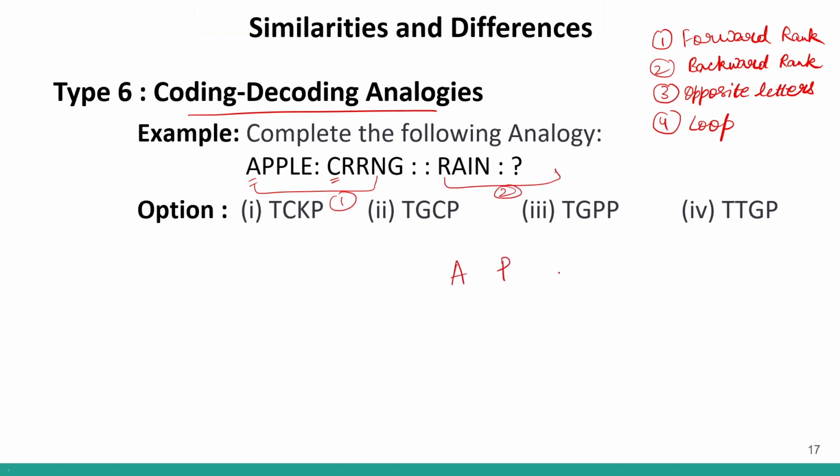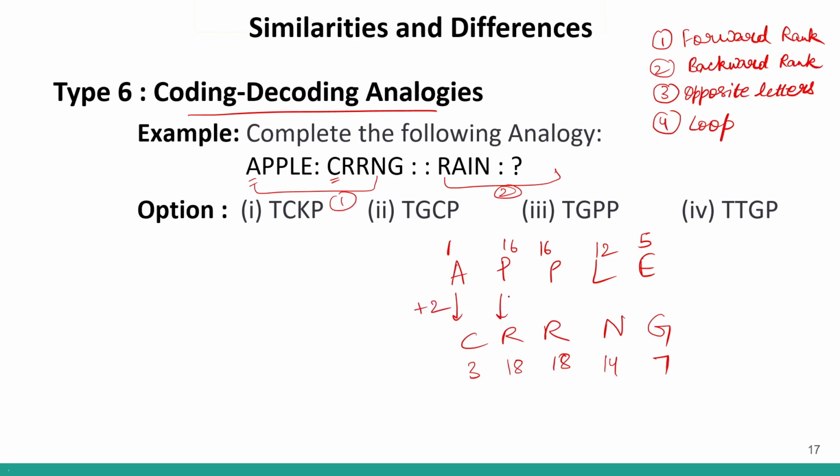Now, let us start simply by writing apple, and this is coded as something like this. If we look at the ranks, A is 1, P is 16, L is ranked at 12, and E is ranked at 5. Similarly, C is ranked at 3, R is ranked at 18, N is ranked at 14, and G is ranked at 7. So clearly from here, I can see there's a +2 position. Here also +2. Here also +2. Here also +2. And in this word also, we have moved 2 positions forward.